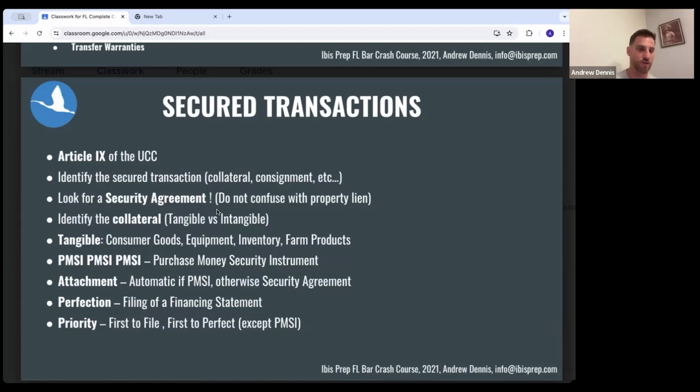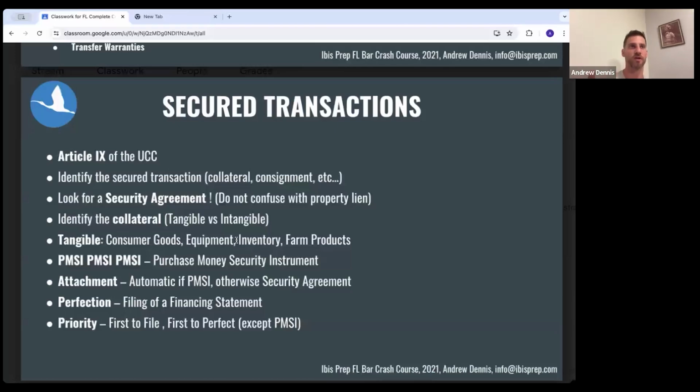And the different types of collateral would be like tangible versus intangible collateral. And there's 4 different types of tangible collateral: consumer goods, equipment, inventory, and farm products. And you want to make sure that you know all of those different types of collateral.